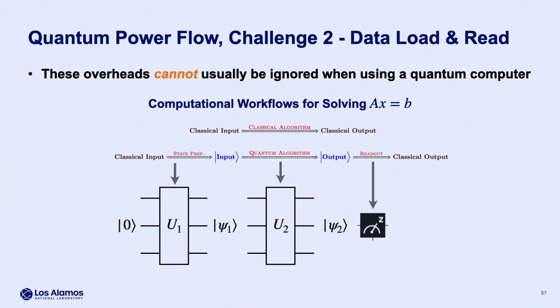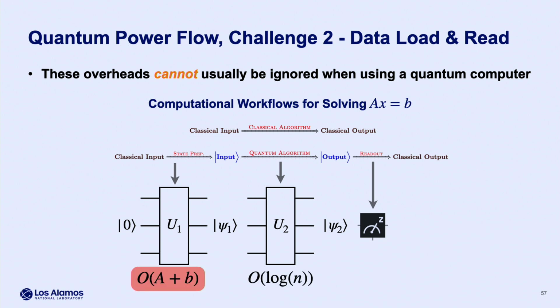So what does that mean in terms of quantum? We start with the initial state |0⟩. We apply some unitary. We load all the data. We have now |ψ1⟩. Then we apply our quantum solver algorithm. That gives us |ψ2⟩. And then we read the data.